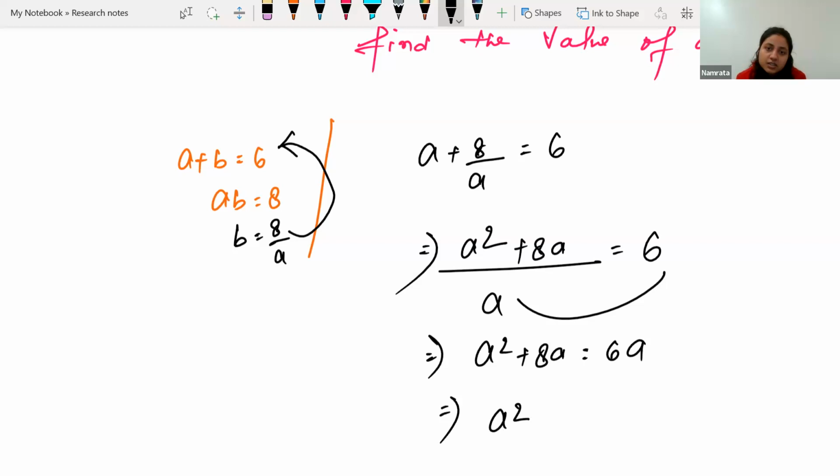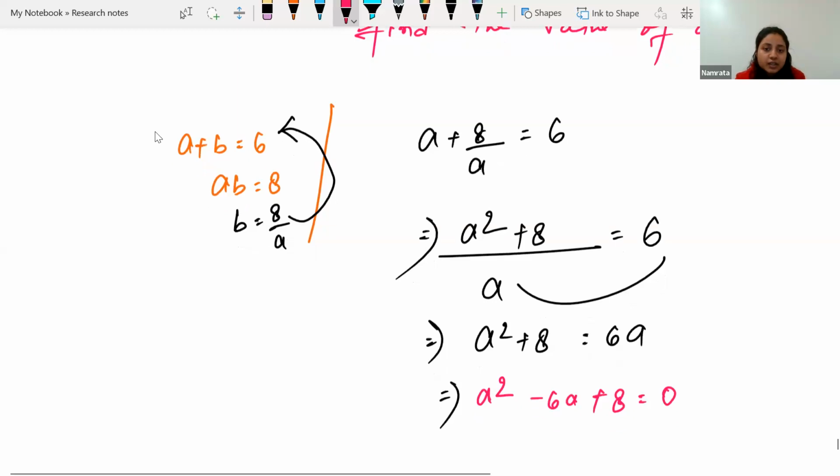Are we doing any 8a? I have written it will not be 8a. Why is no one telling me that it will not be 8a over here? It will only be 8. So we are having a square minus 6a plus 8 is equal to 0, which is a quadratic equation which we have to solve.